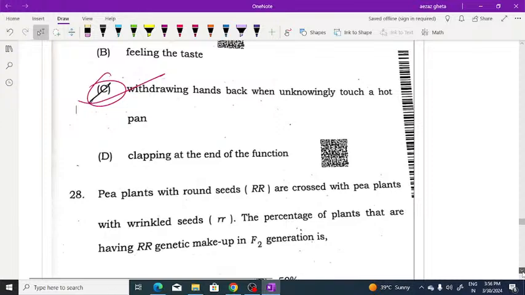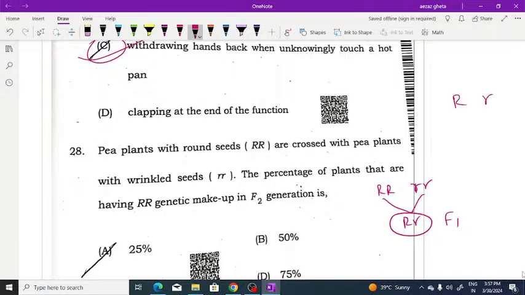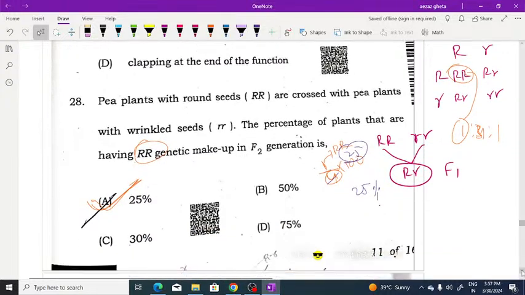P plant with round seeds crossed with P plant with wrinkled seeds. What is the percentage of plants having RR genetic makeup in F2? If RR is there, then in F1 all will be Rr. So here this is RR, this is Rr, this is Rr, this is rr. So the ratio 1:2:1 will come. This is only pure RR. So what is the percentage of this RR? It is 25%, because out of 4 only 1 is RR. 1/4 × 100, so 25%. Clear? How many students wrote 25%?